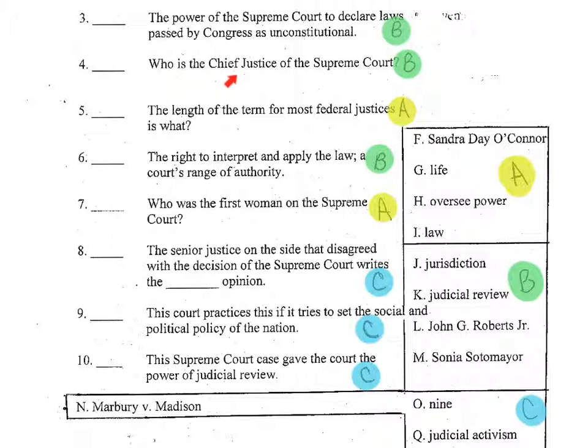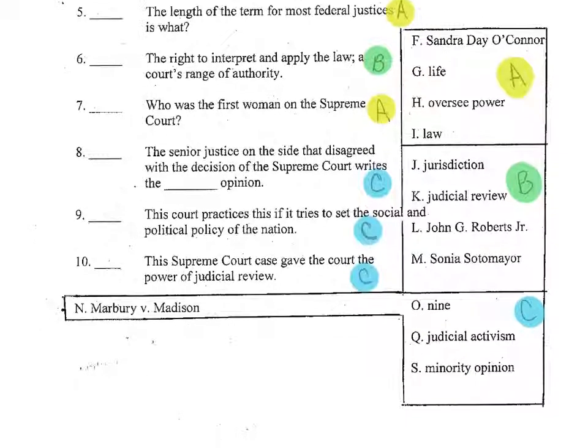Number 4, who is the Chief Justice of the Supreme Court? So I only see 2 names here. Which one of those is a Chief Justice? And number 6, the right to interpret and apply the law, a court's range of authority. So their range of authority means they have the right to express their judicial muscles, okay? Which of these 4, jurisdiction, judicial review, or is it one of these 2 people, Roberts or Sotomayor? That'll wrap that up for the B's.